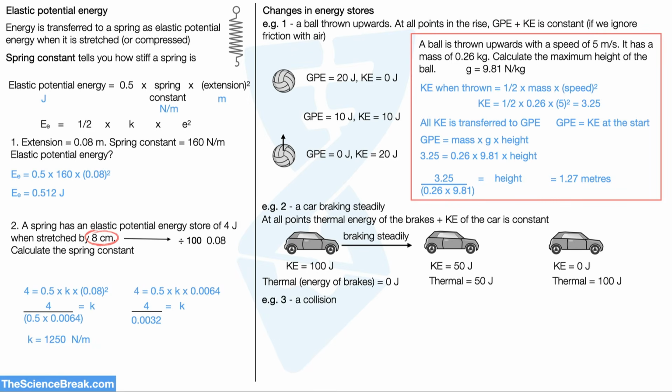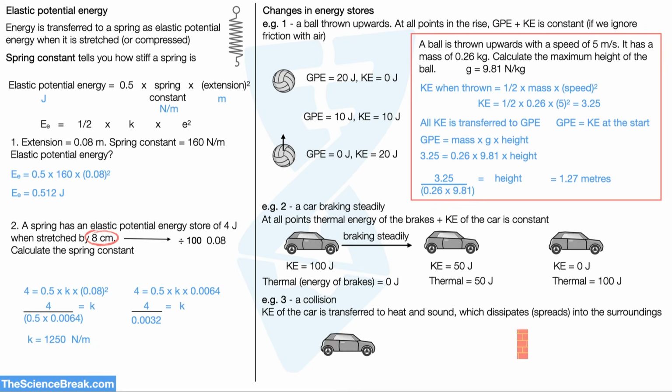And the final example is a collision. The kinetic energy of a car is transferred to heat and sound, which dissipates or spreads into the surroundings. So here's our car, here's a wall. The kinetic energy of the car, as a simple example, is 100 joules.